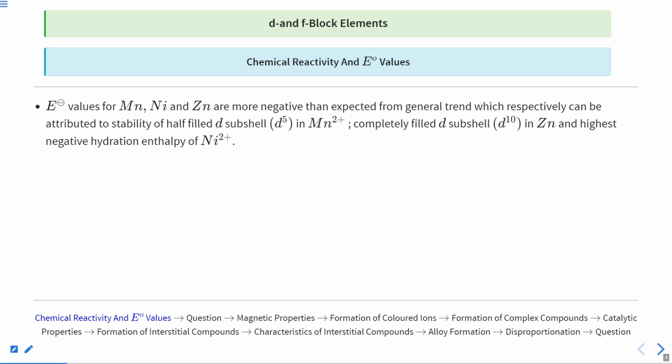But for nickel, this is not the case. There is no relation between the orbital fulfillment. Here the factor is negative hydration enthalpy, the highest negative hydration enthalpy. So whenever we dissolve Ni2+ in water, a large amount of energy is released.